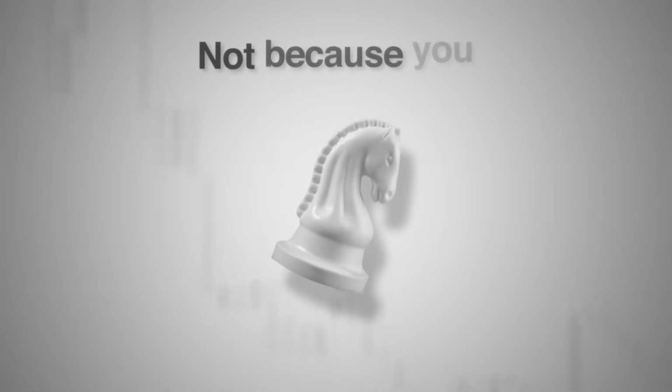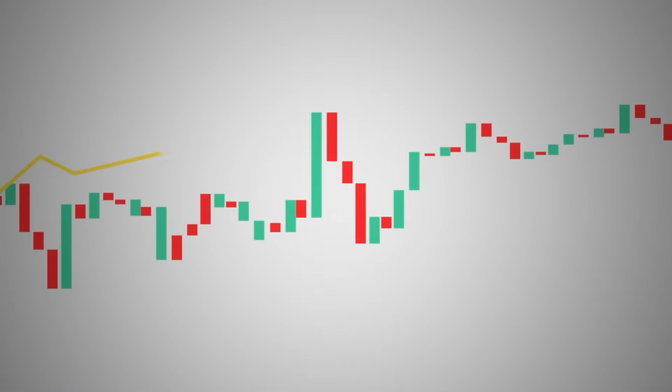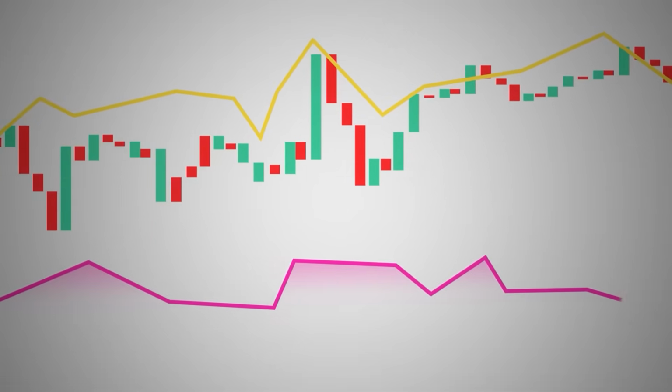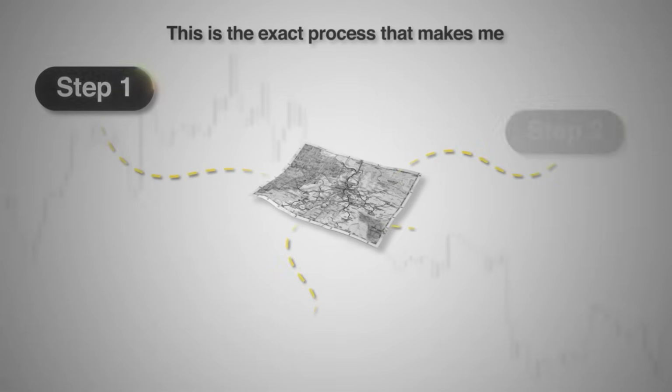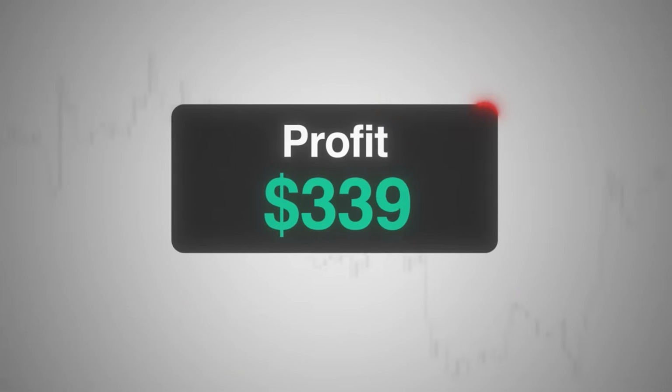I guarantee most of you lose money not because you don't know strategy, but because your charts are chaos, looking like Picasso painted it with indicators. Top-down analysis is boring, but this is the exact process that makes me $1,000 a day.